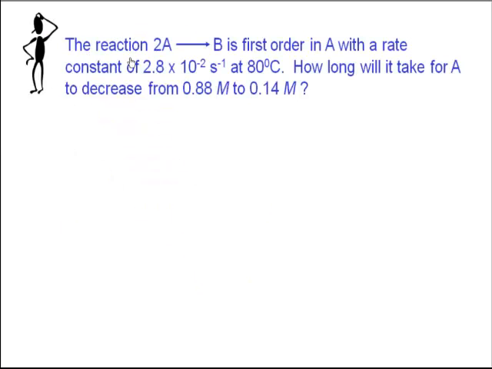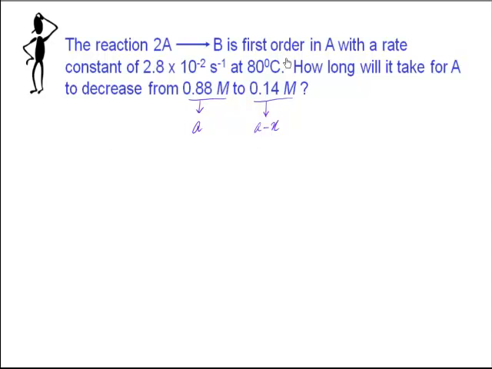Going to the next numerical, the reaction 2A gives B is first order in A with a rate constant of 2.8 into 10 to the power minus 2 second inverse at 80 degrees Celsius. How long will it take for A to decrease from 0.88 moles per liter to 0.14 moles per liter? So this is the initial concentration A, and this is the concentration at a given instance of time. So therefore I can say this is A minus X.